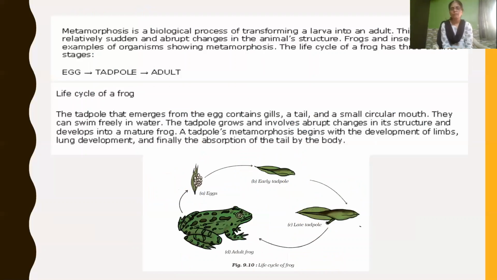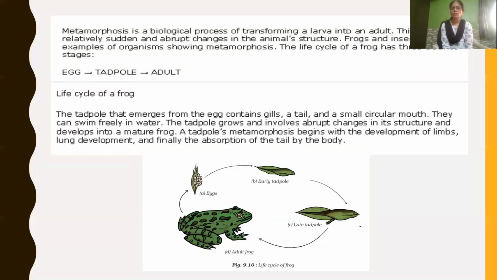And this procedure is what we call metamorphosis, the process. Metamorphosis is a biological process of transforming a larva into an adult. And these sudden or abrupt changes in animal structure are what we call metamorphosis. This can be seen in frogs, insects, etc., which show metamorphosis.